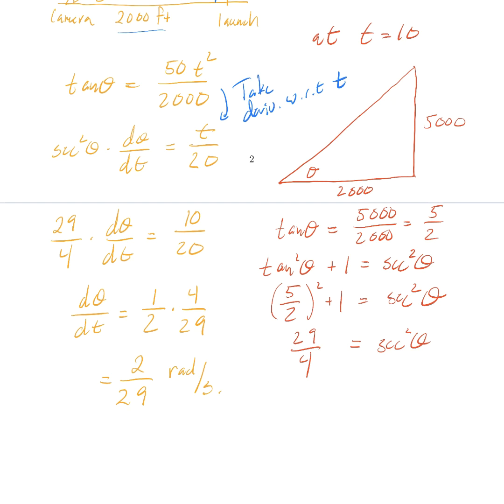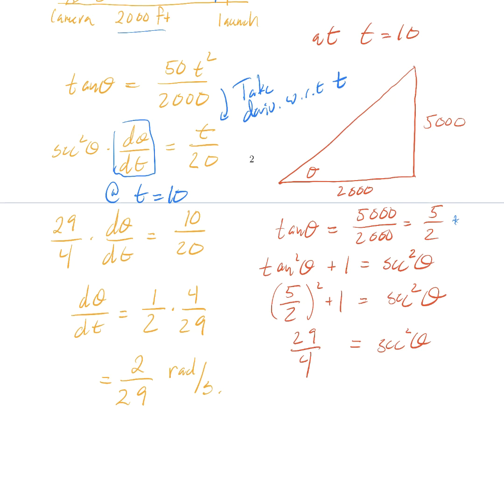So what we're interested in is what's happening at t equals 10. Well, I can easily plug 10 into the numerator of the right-hand side, but I have to do a little bit of work on the left-hand side to get my hands on secant squared of theta, because the thing that I want to find is this. So I need to get my hands on secant squared. So let's see. At t equals 10, our triangle looks like this: 2,000 feet, 5,000 feet, and theta. So the tangent of theta is 5,000 over 2,000, or 5 halves.